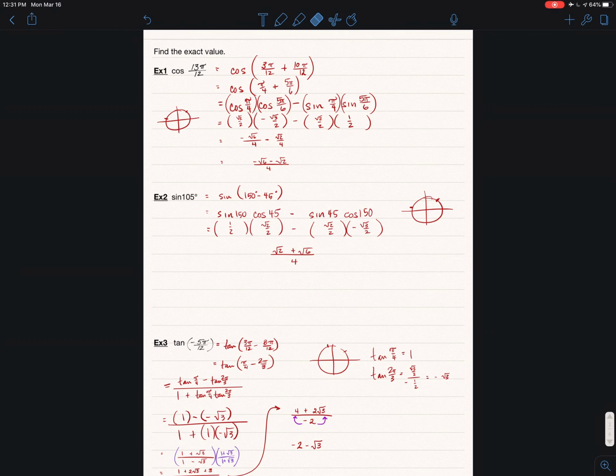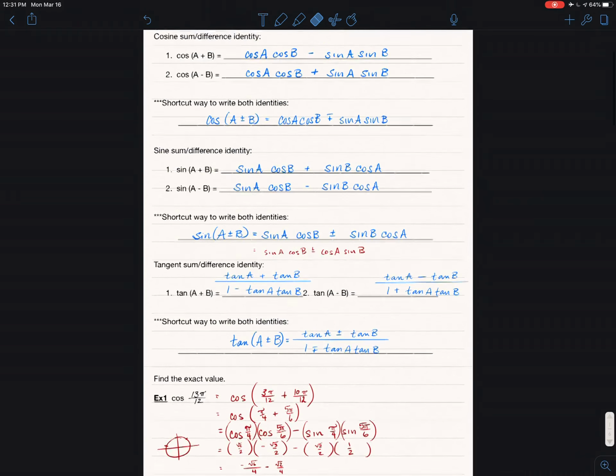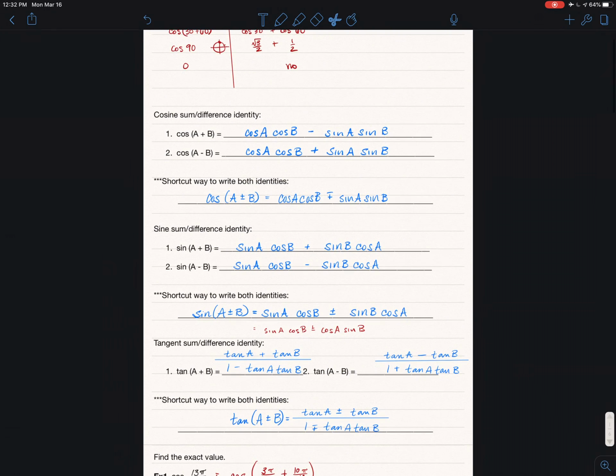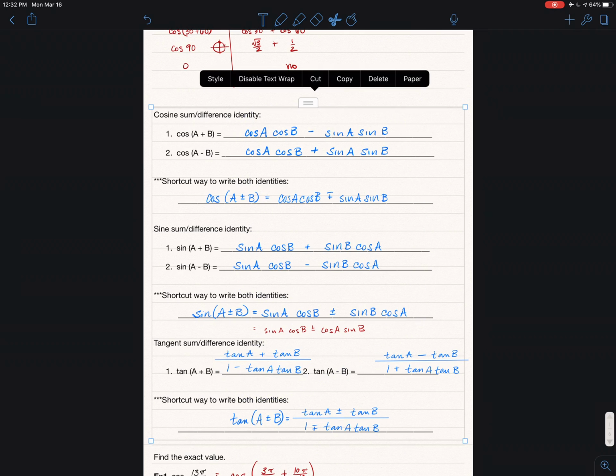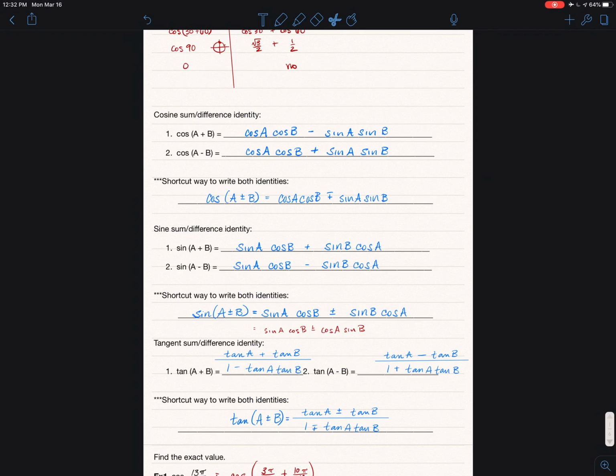So let me point this out to you. Examples 1, 2, and 3 basically came from the left side of my sum and difference equations. Just the left side. So we worked with the left and we plugged into the right side. However, the next 3 examples are all going to come from the right side of the identity, and we will be plugging into the left side of the identity. Hopefully you know your rights from your lefts better than I do.